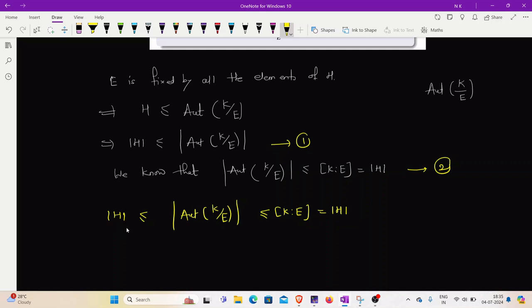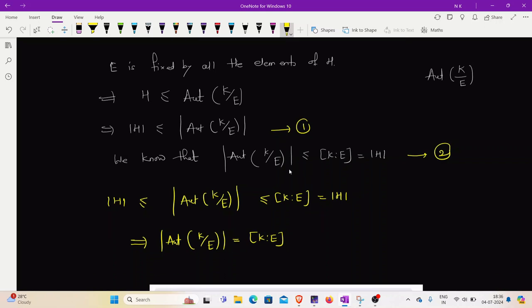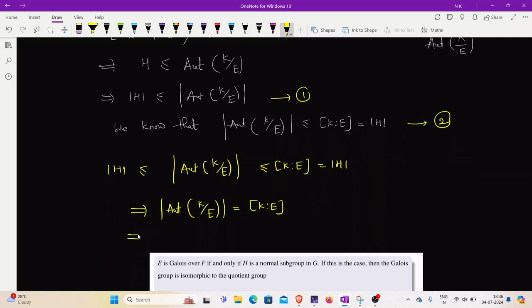So the starting point and end point of this particular sequence are the same, so all the middle elements should be equal. This implies the cardinality of Aut(K/E) should be equal to the degree of the extension of K over E, and this particular statement exactly matches the original definition of Galois extension, and that is why K is a Galois extension of E.